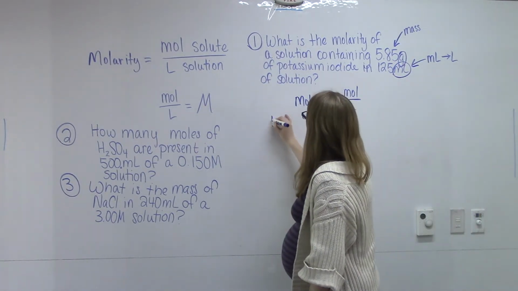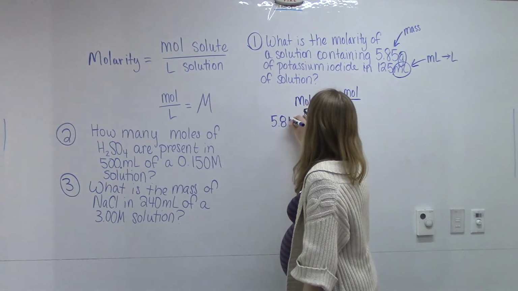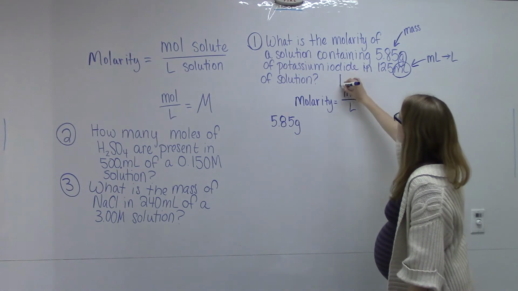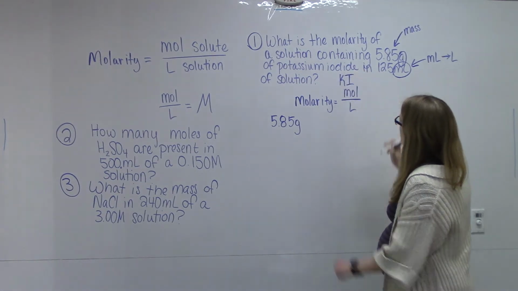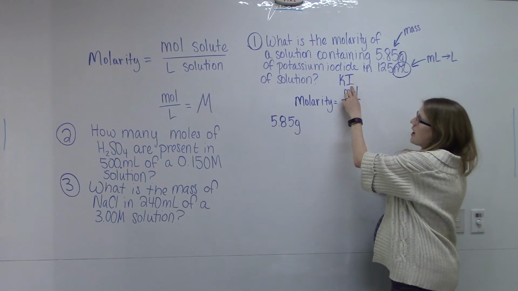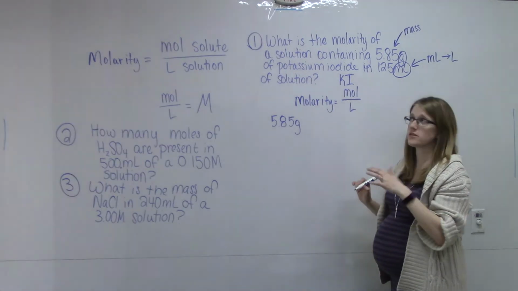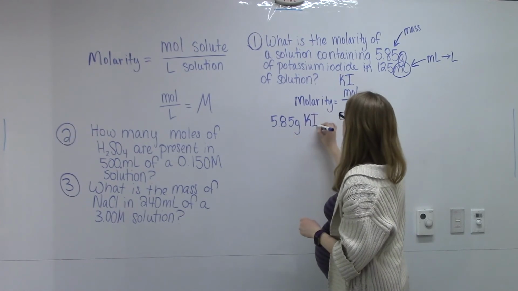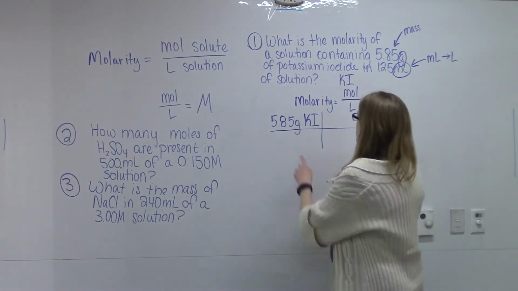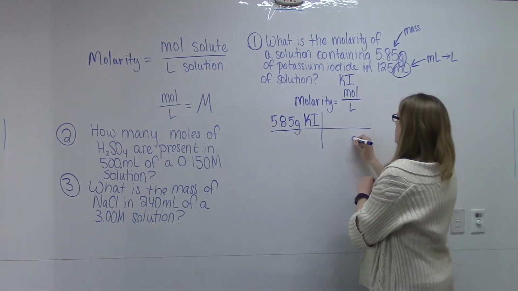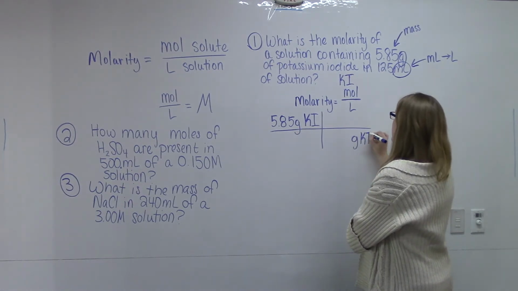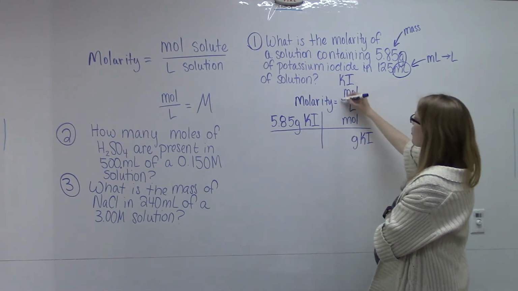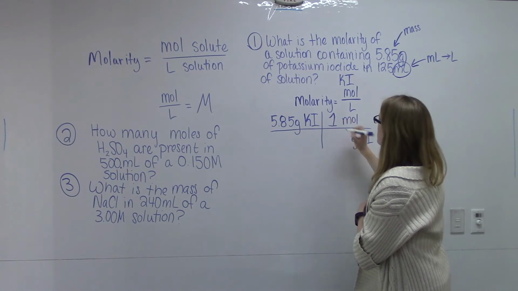So 5.85 grams. Now potassium iodide we're going to have to put in a formula. Potassium is a +1. Iodide is a -1, so we just need one of each. Okay, we're going to set up our conversion here. You remember whatever unit's on top is going to go on the bottom next time. And we need to convert to moles because our problem requires moles, and it's always going to be 1 mole.